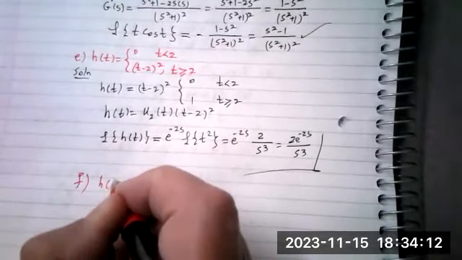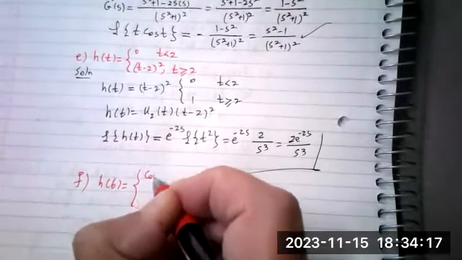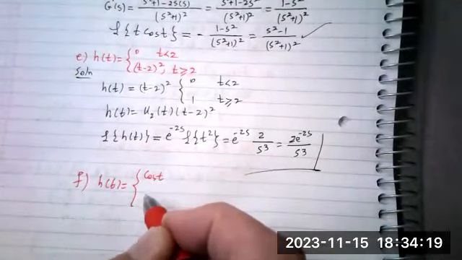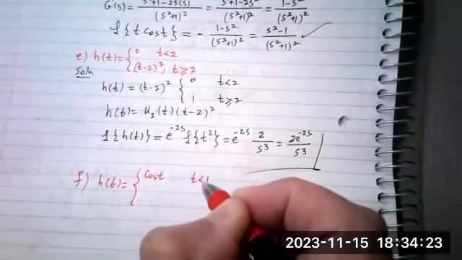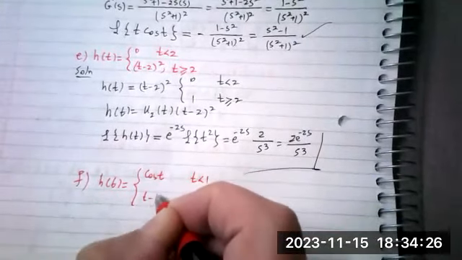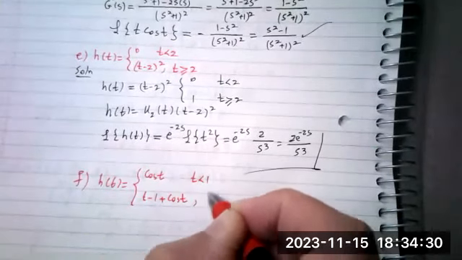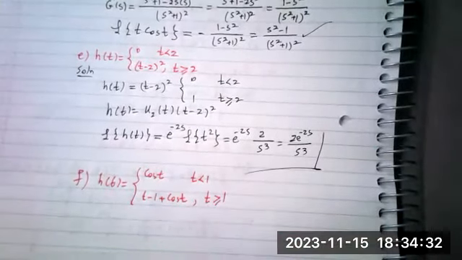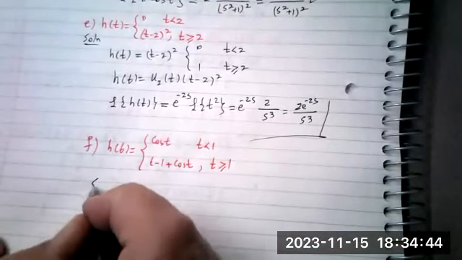Another function, h of t equal to, we're going to have them when we get to the differential equation in a minute. So the function is cosine t when t is less than 1. And the second part is t minus 1 plus cosine t when t is greater than or equal to 1. Okay, any suggestion? Remember how we're going to change this one? We get the cosine t out first. Okay, solution.